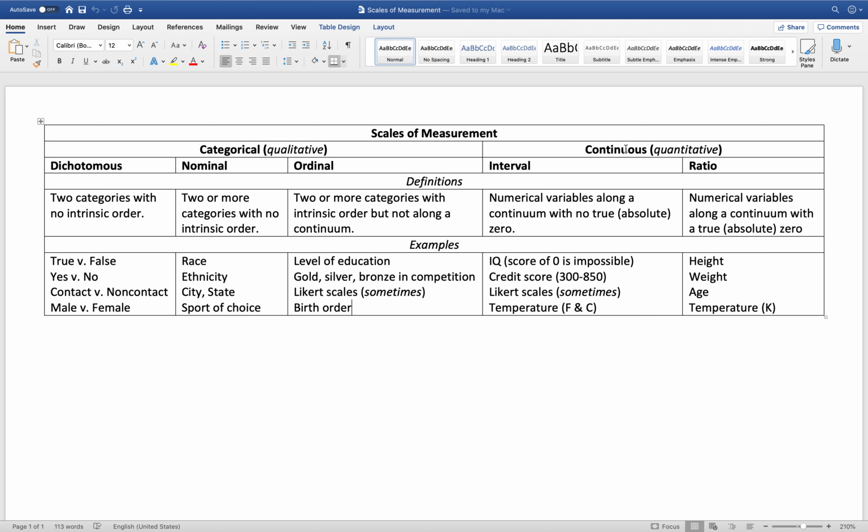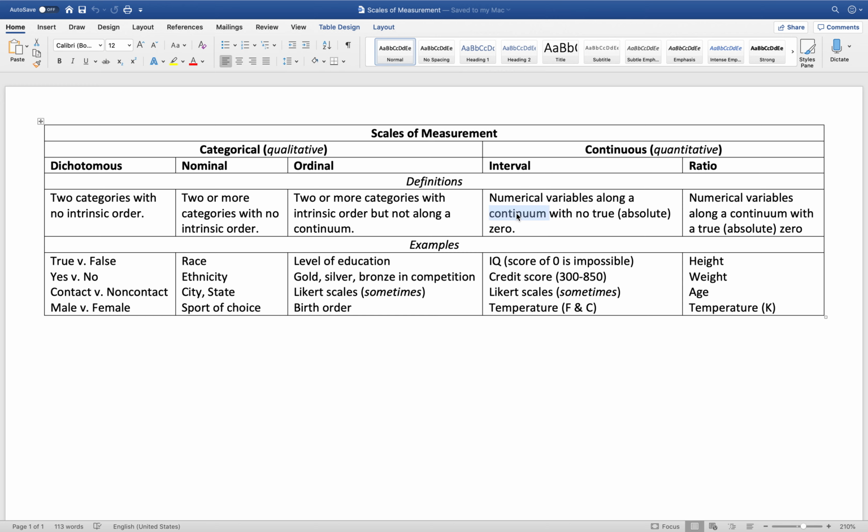Let's move on to the continuous umbrella, quantitative, if you will. We have interval measures and ratio measures. First, we'll talk about interval measures. Interval measures pertain to numerical variables along a continuum with no true or absolute zero. Once again, numerical variables along a continuum with no true or absolute zero, right?